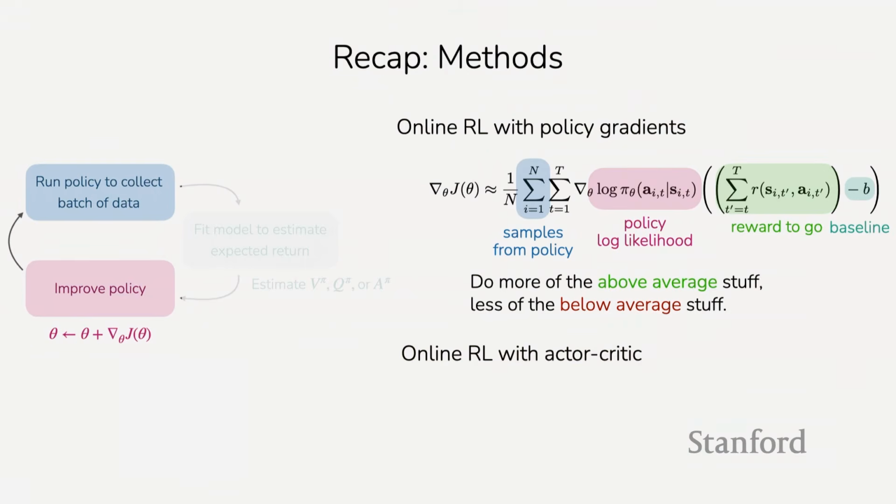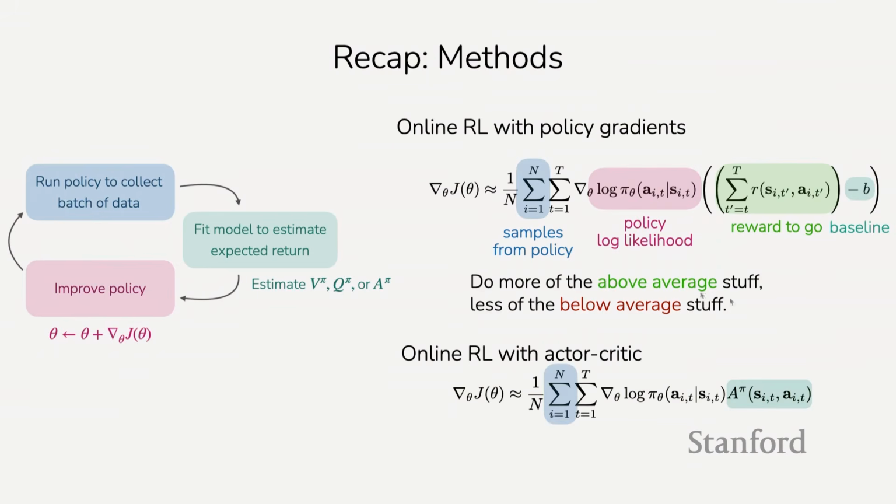We then started to talk about actor-critic methods, and in this part we introduced an additional step in this loop where we first estimate the expected future reward for our policy and use that to improve the policy. So we had this revised form for our gradients where we are still taking samples, but increasing the likelihood on actions that we think are good and decreasing the likelihood on actions that we think are bad. And so these are the methods that we've talked about so far.